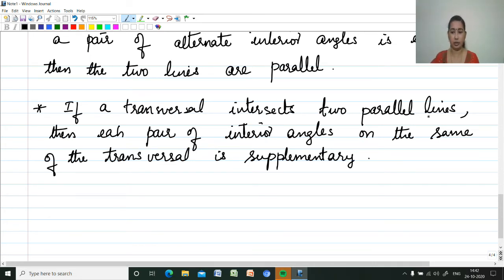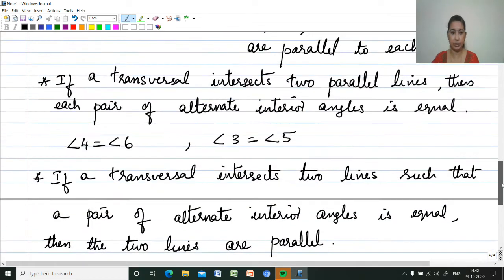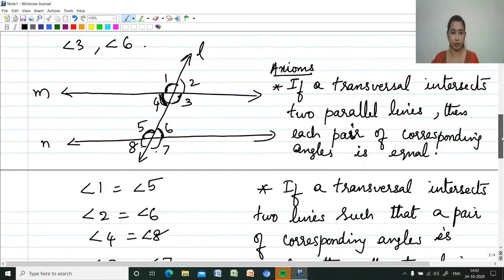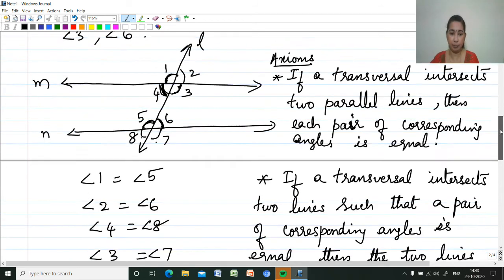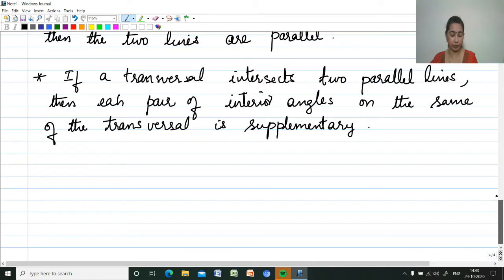So which angle sums will be supplementary? That is, if these two are parallel lines, then each pair of interior angles, these two angles' sum, angle 4 plus angle 5, will be equal to 180 degrees. They will be supplementary angles.